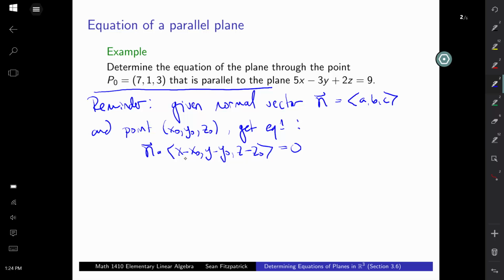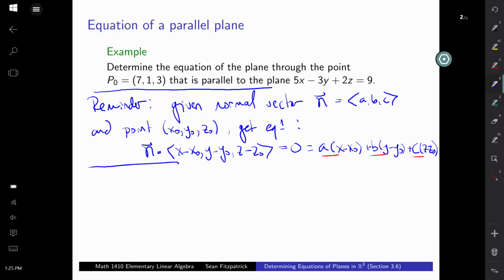If you expand out the dot product, you get a times x minus x naught plus b times y minus y naught plus c times z minus z naught. And notice in particular that you have a times x, b times y, c times z. So the components of the normal vector show up as the coefficients of x, y, and z in the equation of the plane.